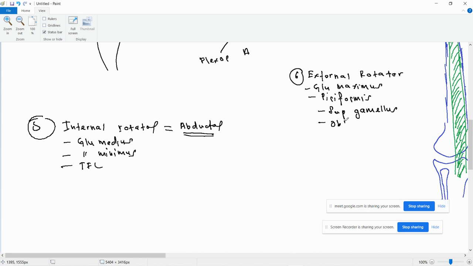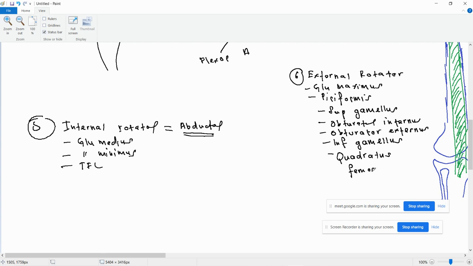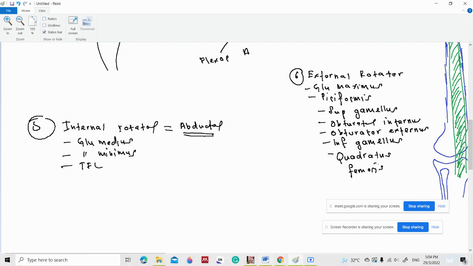Fourth, we have obturator internus. And also, we must have obturator externus. And then if you have superior gemellus, you must have inferior gemellus. And the last one will be your quadratus femoris. Okay, so these are the external rotator muscles, class. External rotator muscles. Right now, I think straightforward.